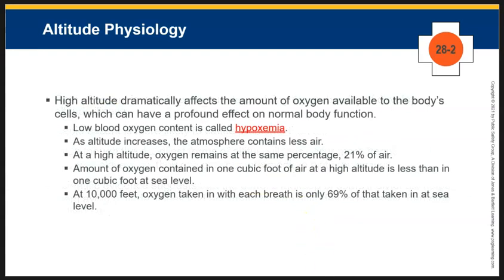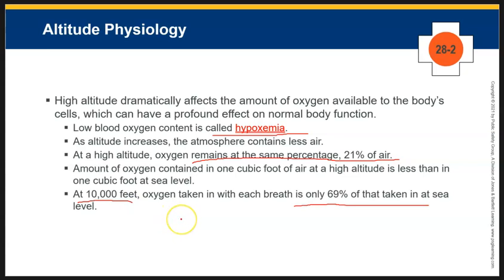Now, why does this occur? Because high altitude affects the amount of oxygen available to the body's cells. Low blood oxygen content is called hypoxemia, low oxygen in the blood. As altitude increases, really the oxygen remains at the same percentage. However, the partial pressure of the oxygen is much less. It's only about 69% of what it might be when you're at an altitude of 10,000 feet.